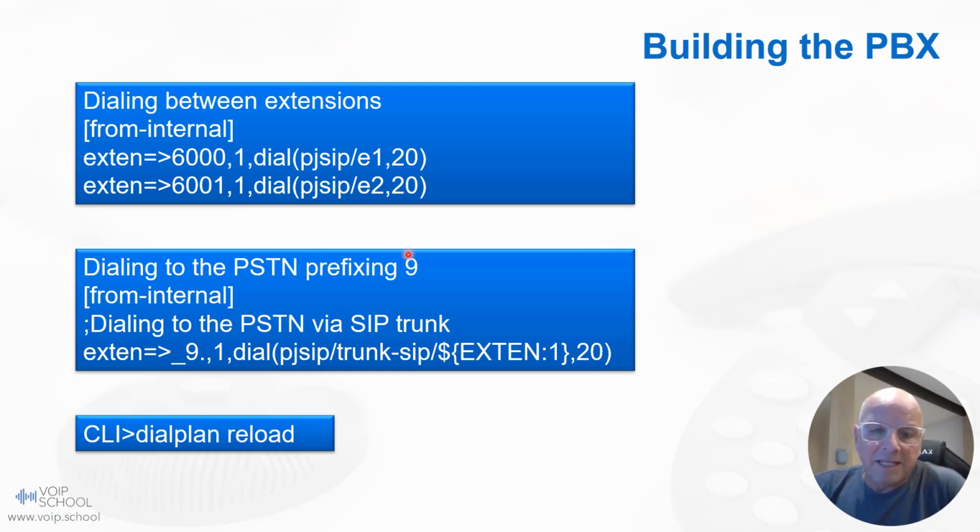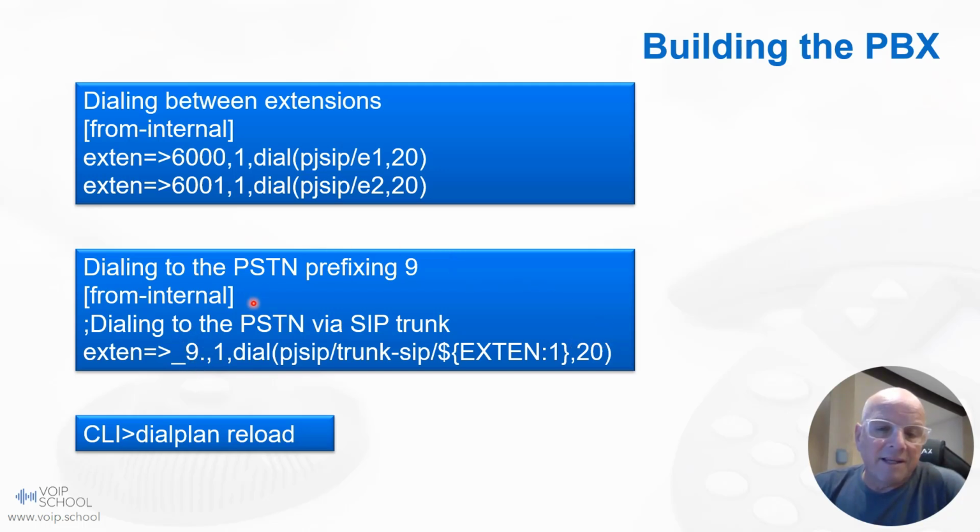To dial to the PSTN in the from-internal context, this is the dialing to the PSTN. So anything starting with 9, so any number after 9, we are going to dial PJSIP slash trunk-sip, the name of our trunk, right? Now, it's an endpoint, but it's a trunk endpoint. ${EXTEN:1}, so the number dialed removing the 9, so anything after 9, 20.